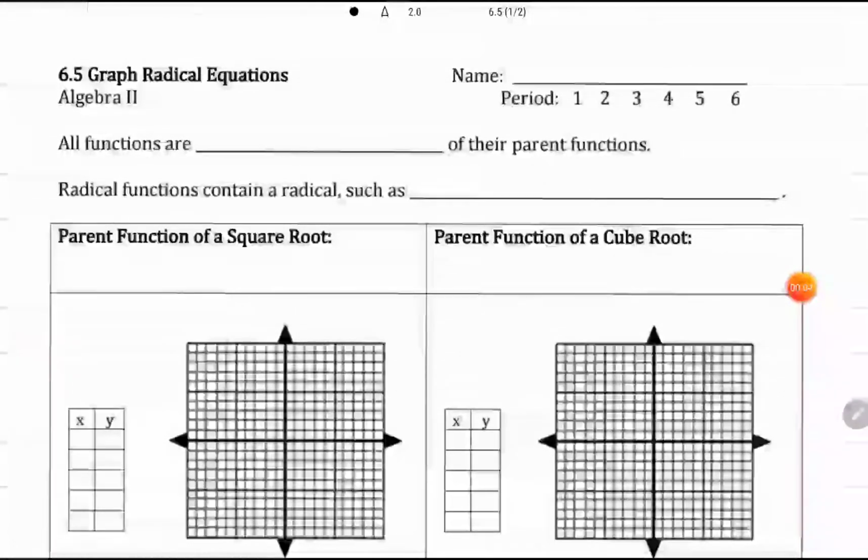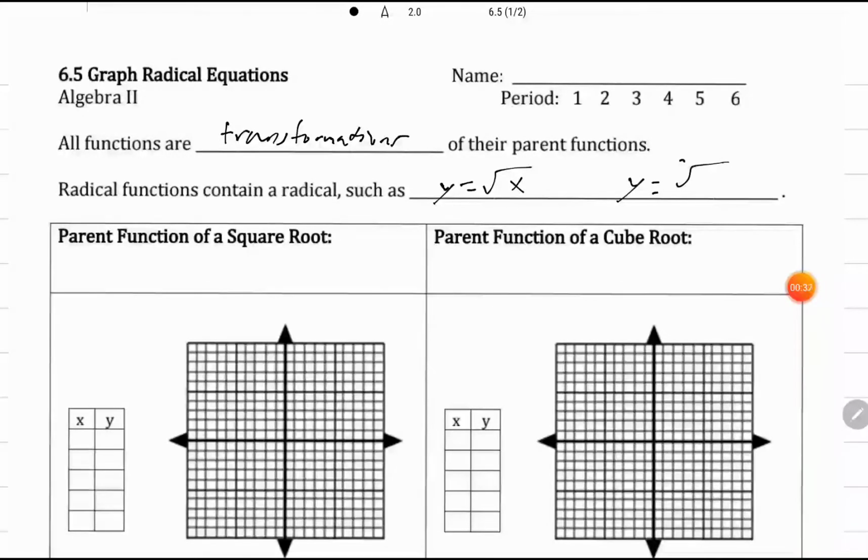Today we'll be working with graphing radical equations, because they're radical. But anyways, all functions are transformations of their parent functions. That says transformations, because I write poorly. Radical functions contain a radical such as y equals square root of x. See? Radical. That's the square root symbol. And y equals cube root of x.